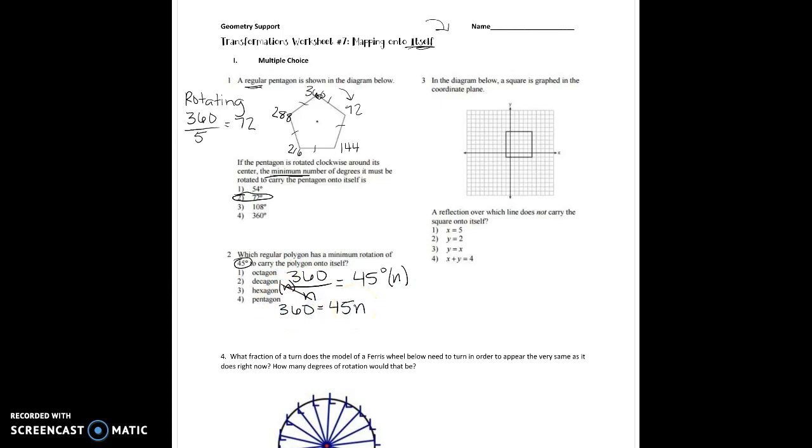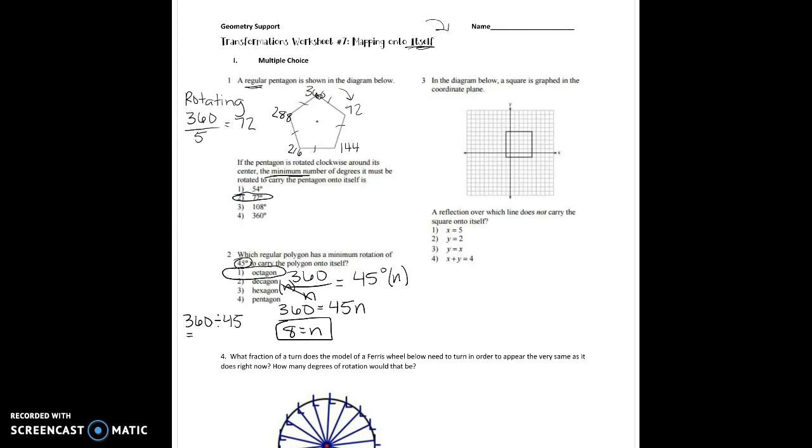And so to find that minimum number of sides, I'm going to take 360 and divide by 45, and that gives me 8 sides. Or if you want to think about it another way, we could have just taken 360 and divided by 45, and that would have given us our number of sides. That number of sides is 8. That's an octagon. So that's our regular polygon.